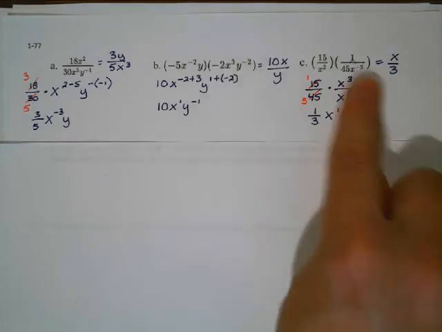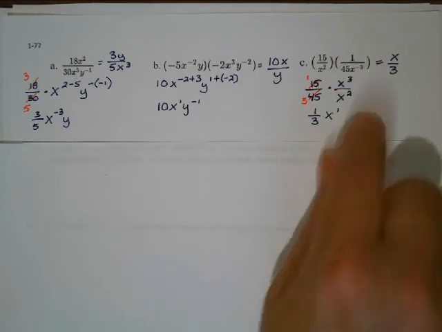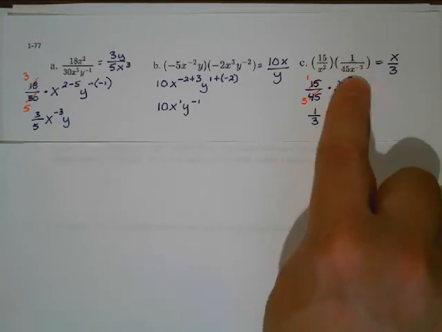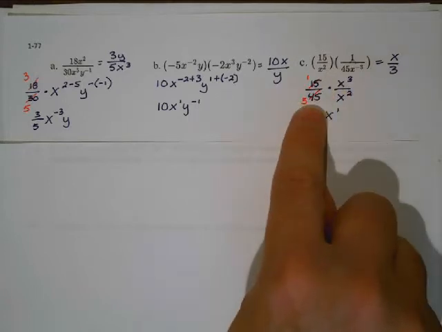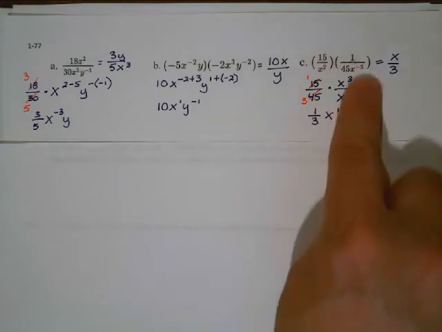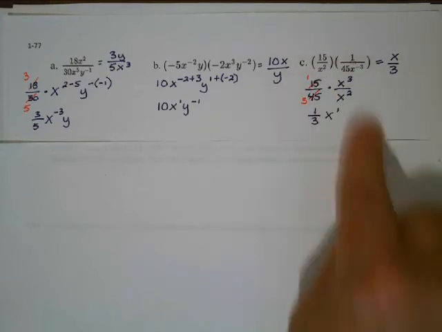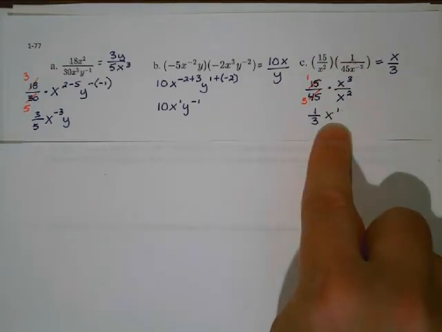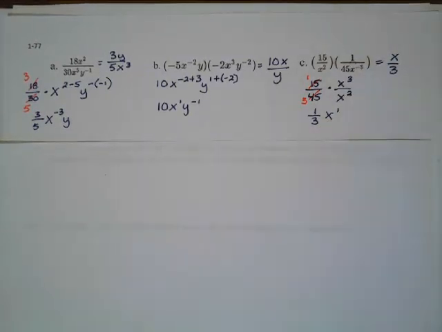This next one, I moved this x to the negative 3 to the numerator first. So that x to the negative 3 went to the numerator. And then I got 15 over 45, which reduced by 15. And then in the numerator, I moved the x to the third up there, and I had an x to the second in the denominator from this one right there. And if I subtract those, I get x to the first. So that's a positive exponent, so it belongs in the numerator. So I get x over 3.